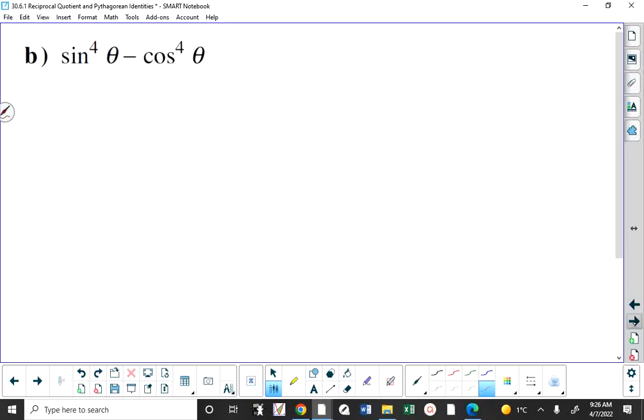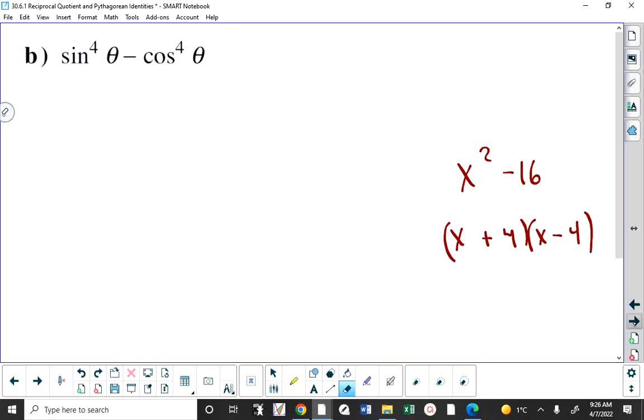We can't write everything as sine and cosine because it already is. And there's one and only one way to figure out what this is, and it's to factor it. I'm going to take you back to grade 10 and grade 11 just for a moment and say that if I had x squared minus 16, that factors into x plus 4, x minus 4, the product of the two conjugates, because x squared minus 16 is a difference of squares.